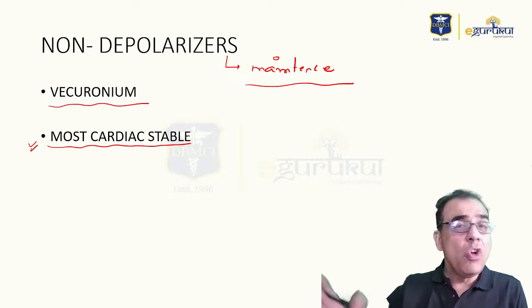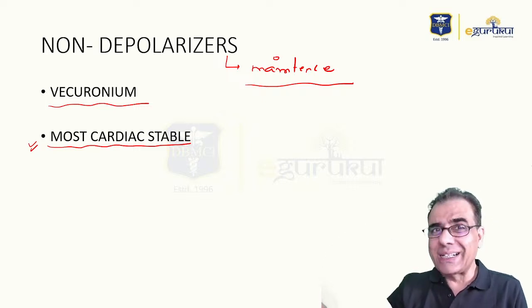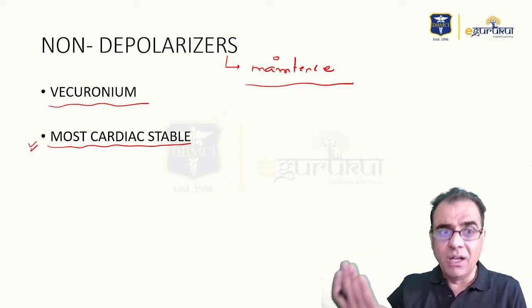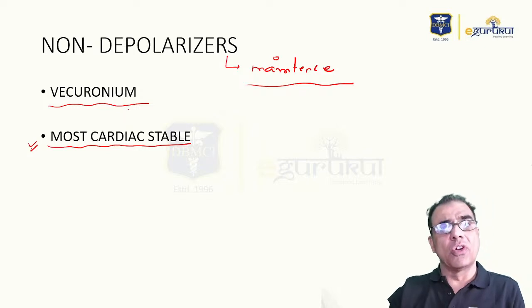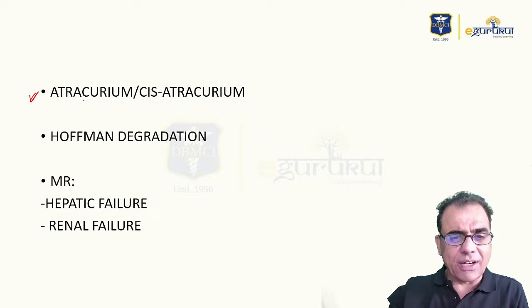If I ask you the most cardiac stable IV agent, etomidate. Most cardiac stable inhalation agent, that is isoflurane. So the most cardiac stable muscle relaxant is vecuronium. Then, atracurium or cisatracurium.